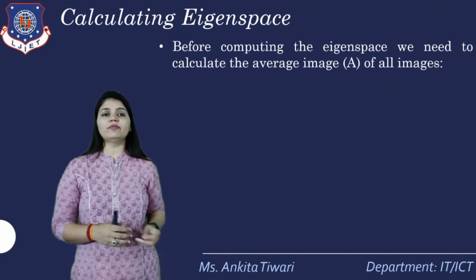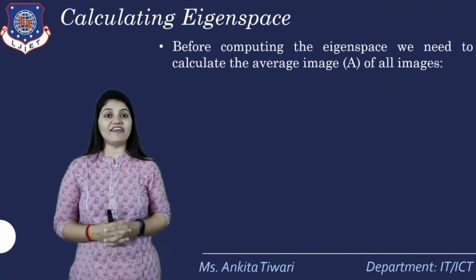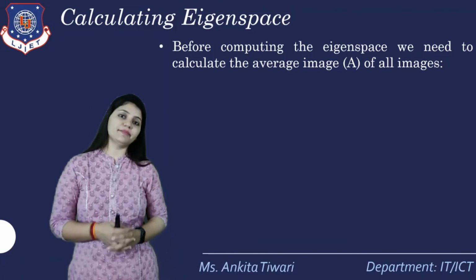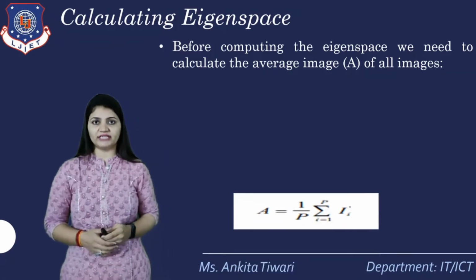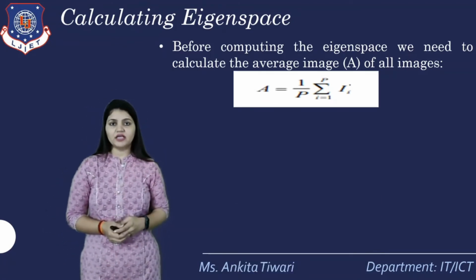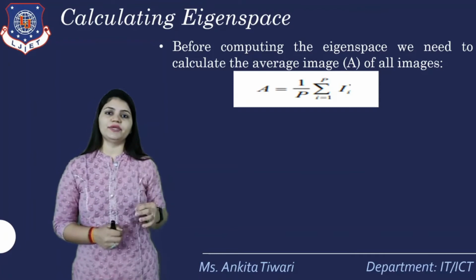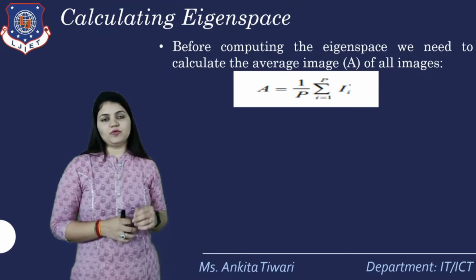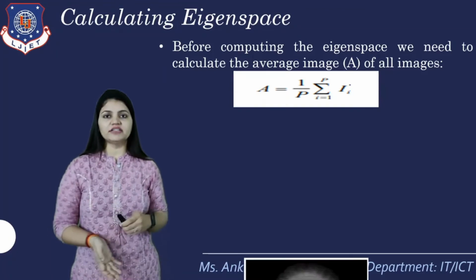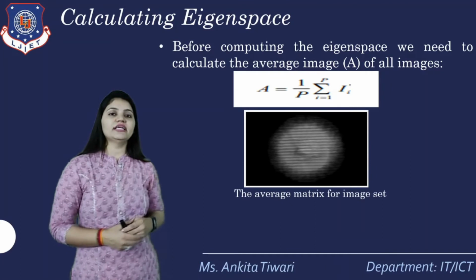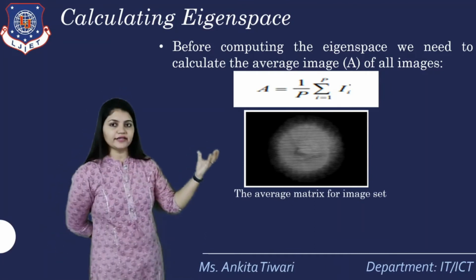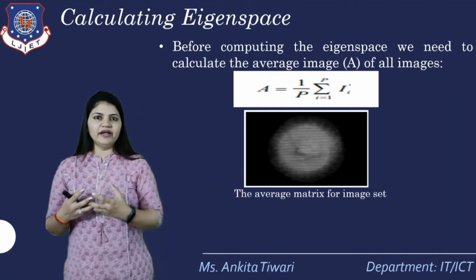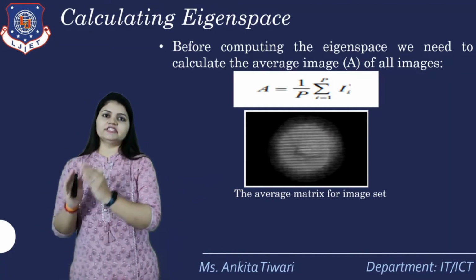So here, before computing the eigenspace, we need to calculate the average image A, which is the average of all the images that we are considering for a particular normalization or for calculating the eigenspace. So A is defined as 1 upon P, the sum from i equal to 1 till P of I'(i), which means we are changing the vector. So a new point will be defined. Here, as you can see, the average matrix for the image set is defined in the image as well.